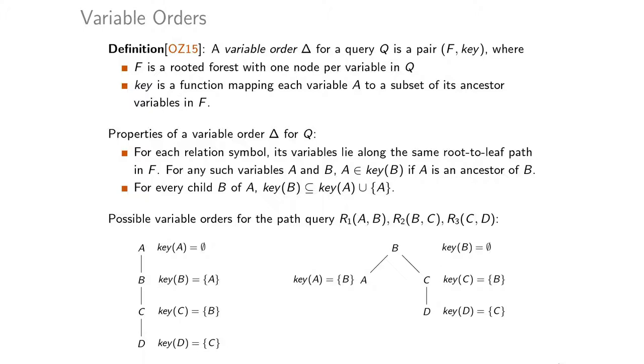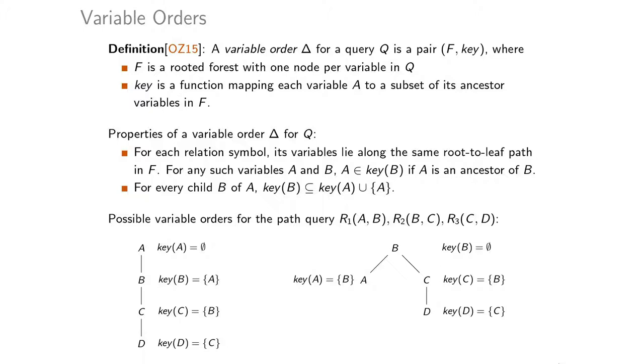When we do variable elimination, this is called a variable order, right? So we look at the variables in our query and we establish an order on them. This may be a partial order, which would make explicit the conditional independence we have in the data, right? So in particular, a variable order, we call it big delta, for a query Q, is a pair of a rooted forest F and a function, similarly to the chi mapping we had there. Here we have another mapping of each variable to a subset of its ancestor variables.